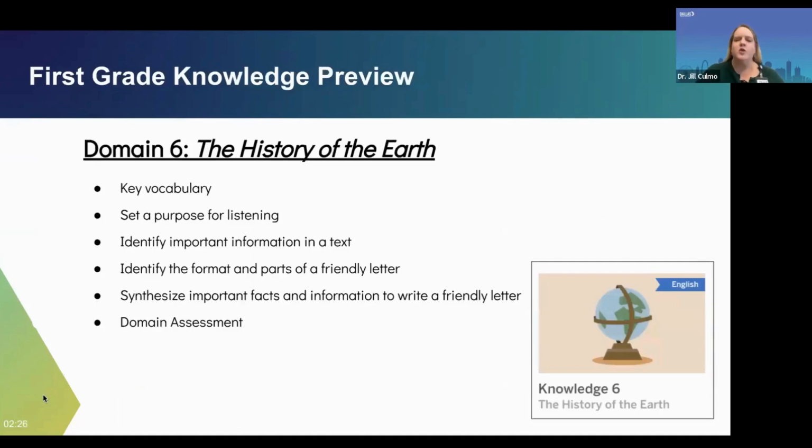Now let's talk about what first grade will be covering in quarter 3. First, they start with Domain 6, Knowledge Unit on the History of the Earth. In this introduction to the basics of geology and paleontology, students learn about the geographical features and characteristics of the layers of the Earth, the crust, the mantle, and the core. Students will learn how occurrences such as volcanoes and geysers provide information about the layers of the Earth, and how rocks, minerals, and fossils document the history of living things on our planet.